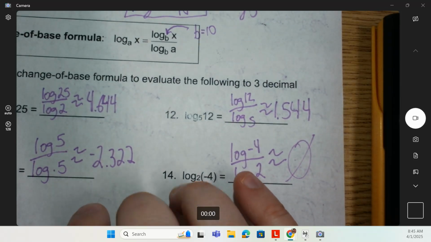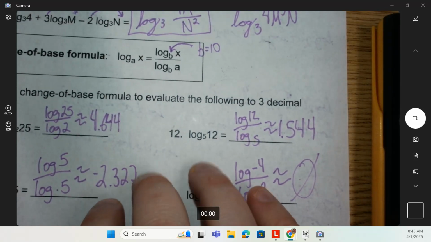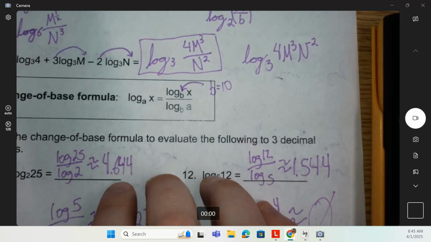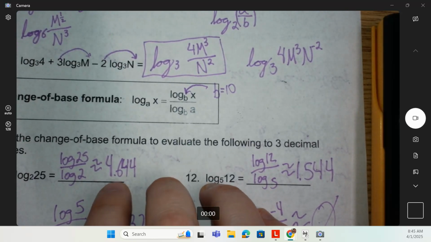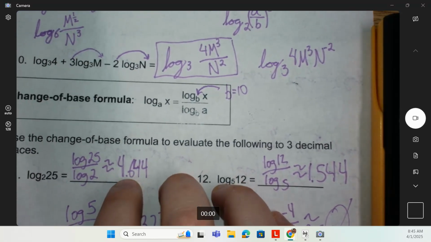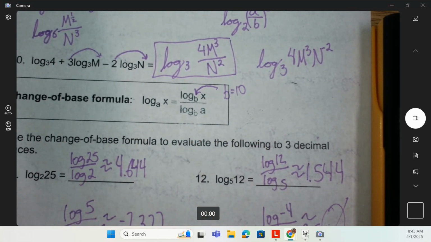So that's going over just your first little introduction to logs, how to expand and condense them, and then how to change them so that you can use the calculator to easily get your answer.